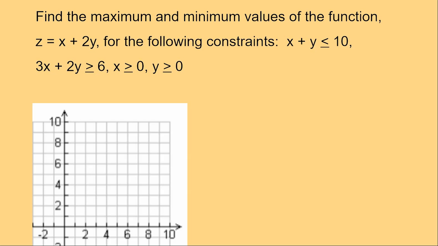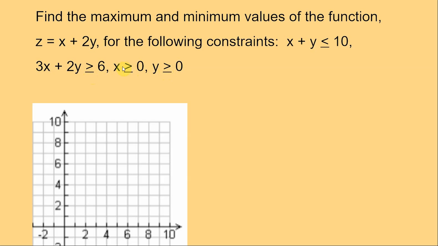Now this example also asks us to find the maximum and minimum values of a function. The function is z is equal to x plus 2y. But this time it doesn't have the graph drawn out for us. So they give us the constraints or the inequalities that we need to graph first. So that's the first thing that we need to do. And we have these constraints. X plus y is less than or equal to 10. 3x plus 2y is greater than or equal to 6. X is greater than or equal to 0. And y is greater than or equal to 0.